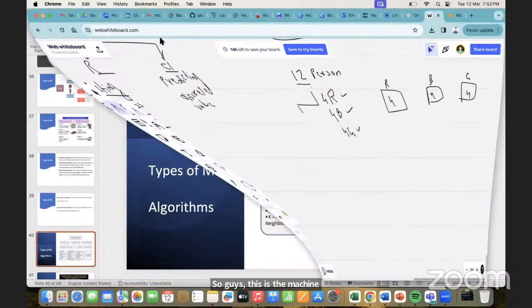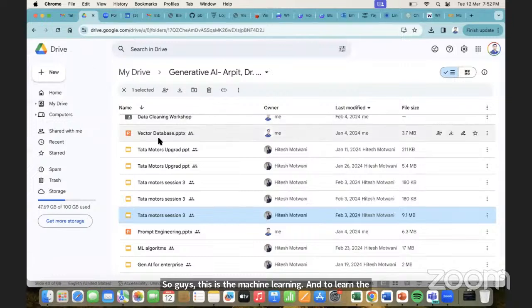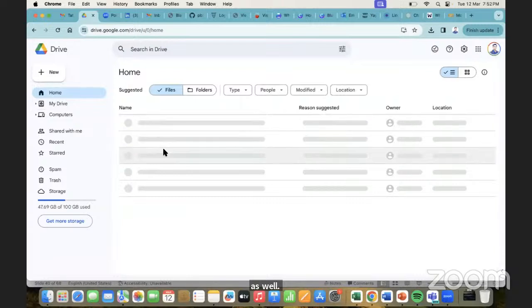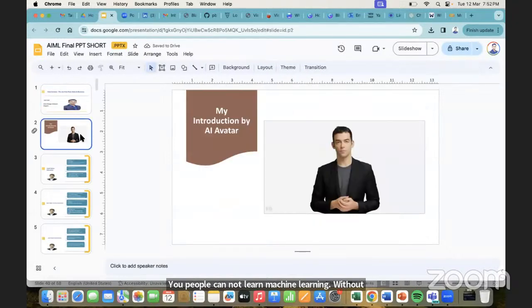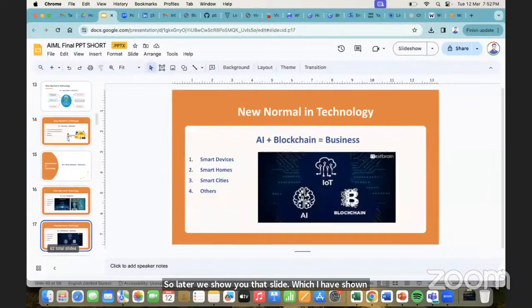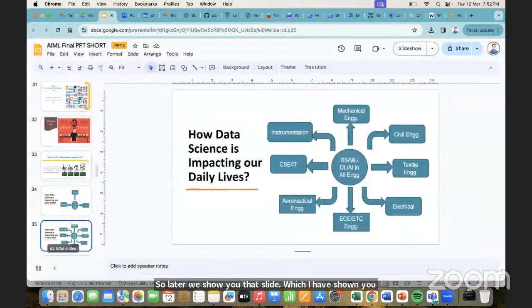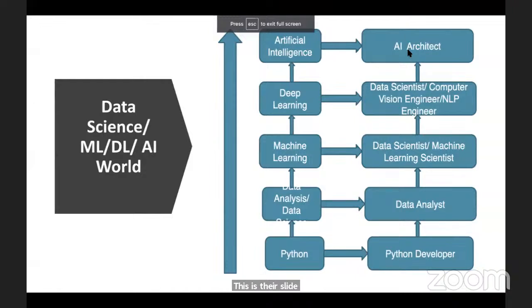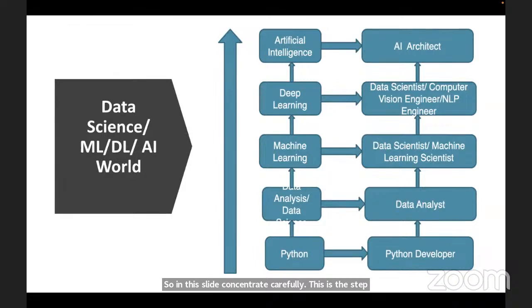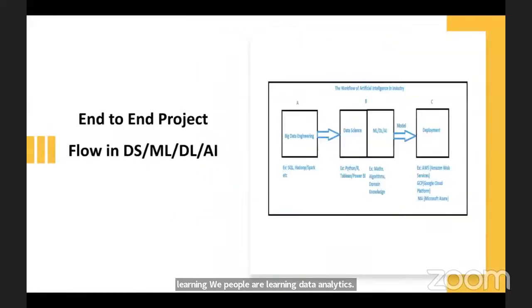And to learn machine learning, let me show you another slide as well. Machine learning totally depends on clean data. You people cannot learn machine learning without learning clean data. So let me show you that slide, which I have shown you n number of times. This is that slide. In this slide, concentrate carefully. This is the step-by-step procedure to learn artificial intelligence technology. The very first step is that we are learning Python. After learning Python, we are learning data analytics. In data analytics, we are learning this part.